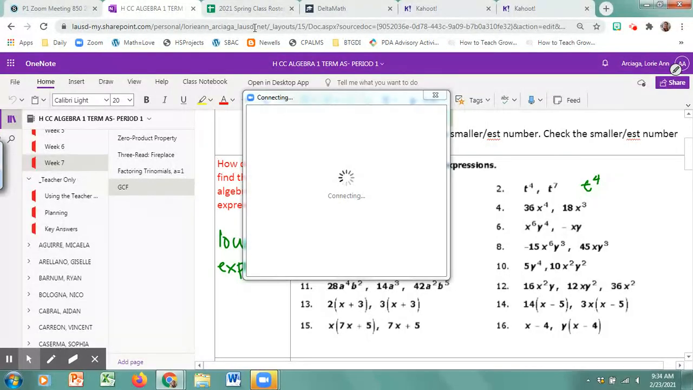So always look for the lower power of the variable. But for the numbers, do what we did earlier. You start with a smaller number and see if it can divide the other. If not, you go backwards.